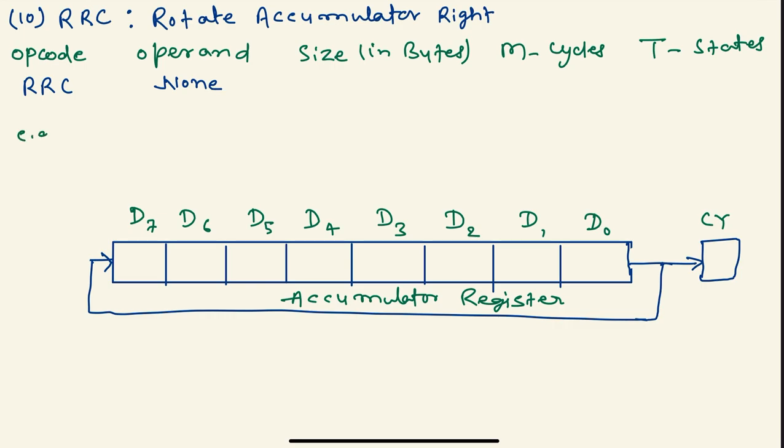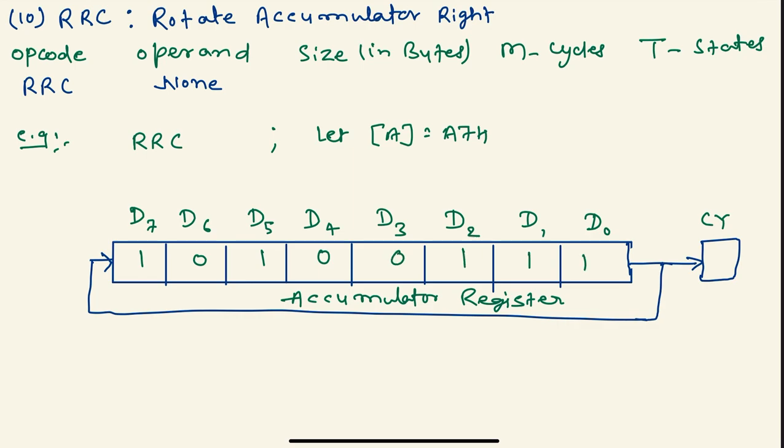For example, if we are writing RRC and let the accumulator content be A7H, then how will it work? First of all, we will fill this A7 into the accumulator register. This can be written as 1 0 1 0. Here this is A, and for the 7 it is 0 1 1 1.